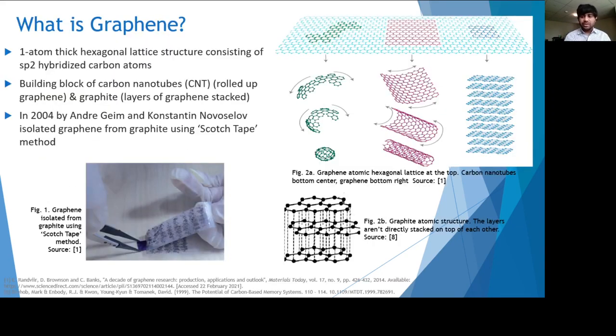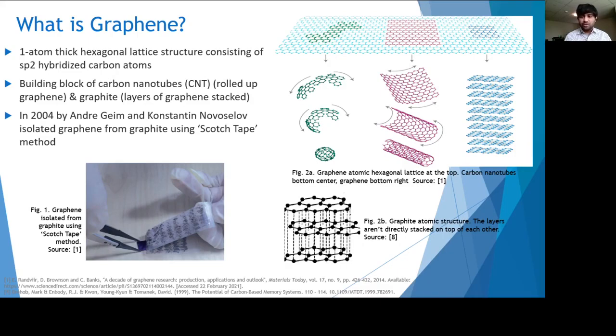So what is graphene? Graphene is being explored as a potential new material for interconnects. Graphene is a one atom thick honeycomb structure consisting of sp2 hybridized carbon atoms. sp2 has to do with electron orbitals and how electrons are shared between atoms. So if you look at figure 2a, on the top in light blue, the flat structure, that's graphene. In that structure, a carbon atom is bonded to 3 other carbon atoms. Graphene is the building block of both carbon nanotubes and graphite.